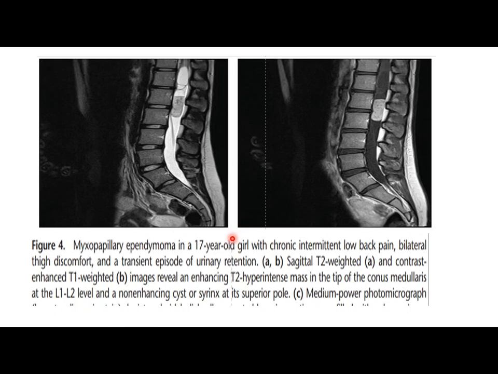Myxopapillary ependymoma is a slow-growing tumor. It mainly arises from the ependymal cells of the conus medullaris. It also has a cystic component and may have a tendency to hemorrhage. This is the exact location, the conus medullaris or the filum terminale, because it arises at this site. This patient has sagittal T2 and contrast-enhanced T1, which reveal a hyperintense mass at the level of the conus medullaris with an upper pole cystic component that is non-enhancing.